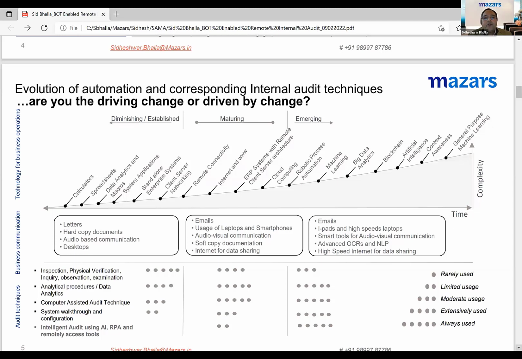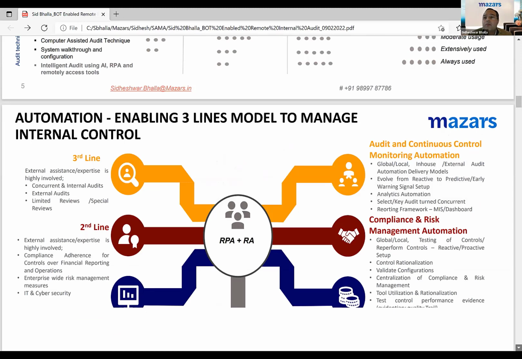Now, let's also slice down. We all know about the 3 lines model. It used to be the 3 lines of defense, where you have the first line, the process owners, and then an oversight role. And third line is the internal auditors, third line of defense. It's now the 3 lines model. And I'll go on this slide from bottom to top.